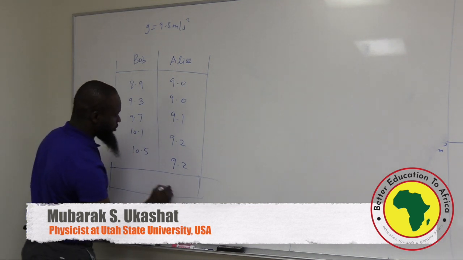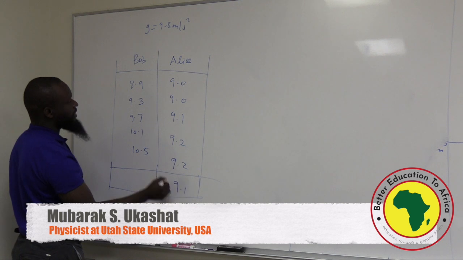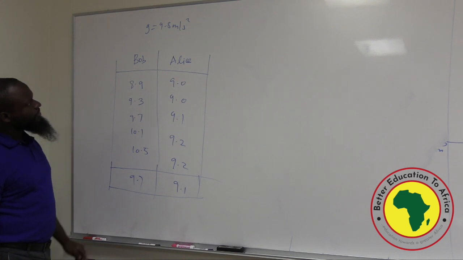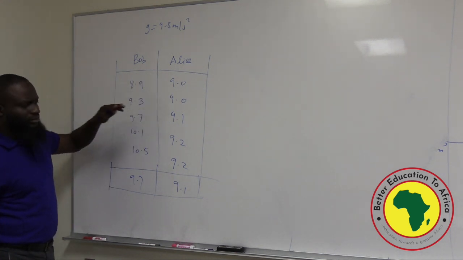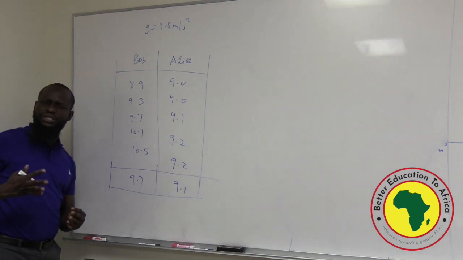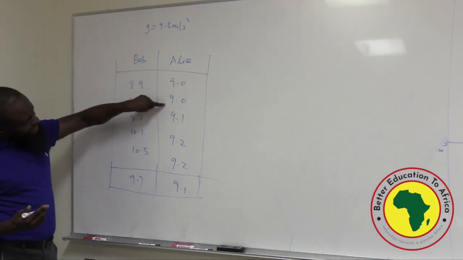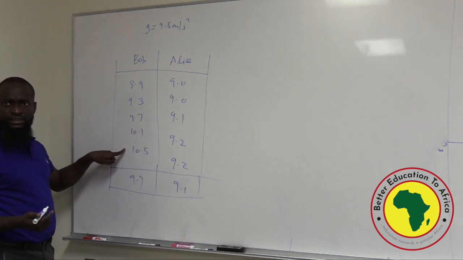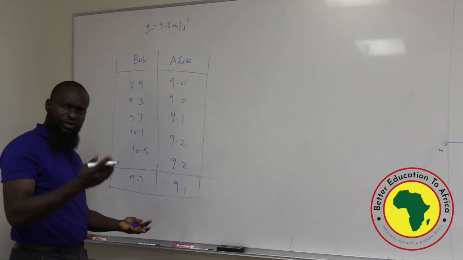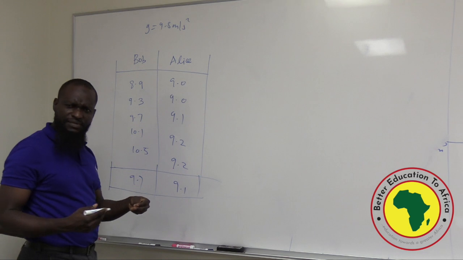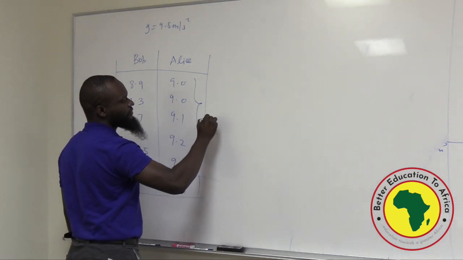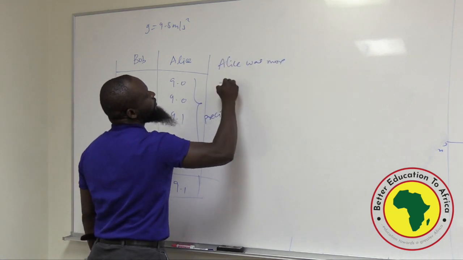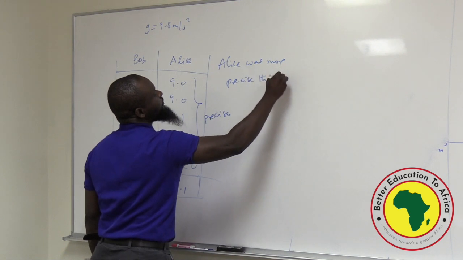Now we're going to sum this up and get an average. The average here is 9.1, the average here is 9.7. Then the question is, whose values were close to each other? Whose values can you tell were trying to measure the same thing? Alice, because she had 9 point something. But Bob had values varying from 8.9 to 10. So the person whose values were closer to each other, that you could tell was trying to measure the same thing, is more precise. So Alice was more precise than Bob.